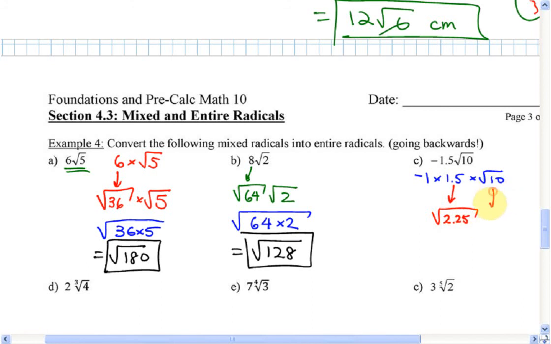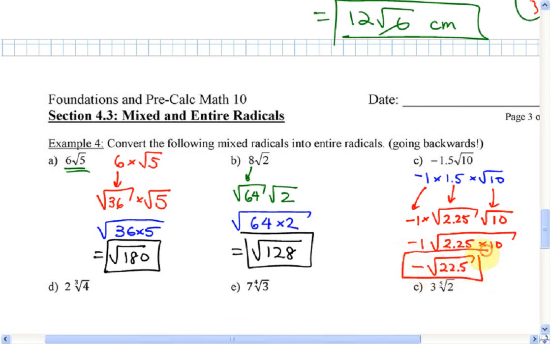So once again, you're just changing all of these into square roots. We'll leave the negative 1 as is in front. And now let's combine this together under one square root. So 2.25 times 10 is 22.5. So we've got the negative 1 in front, with a square root of 22.5. And that's the answer that I would like to see.